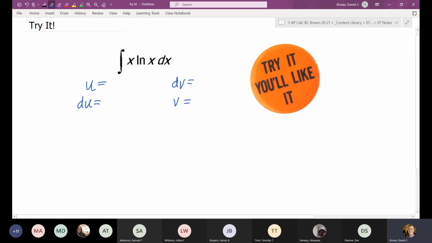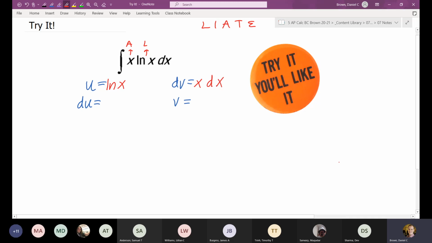So if I'm looking at this problem, x is just like a polynomial, so it's going to be like an algebraic term. L is clearly a logarithmic. So when I think about my made-up word LIATE, which one's going to be my best u? L comes before the A in that. So the log is going to be the one that's going to be the better u. So I'm going to let the natural log of x be u. And I'm going to let the x and dx left over be my dv.